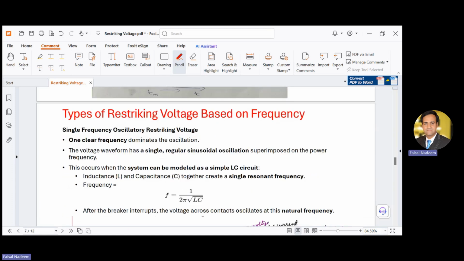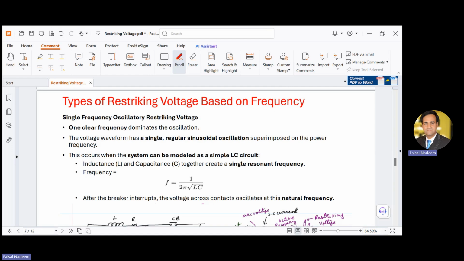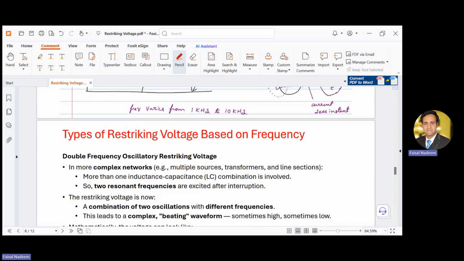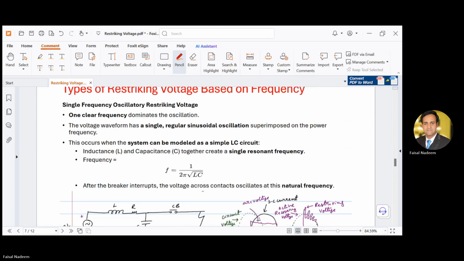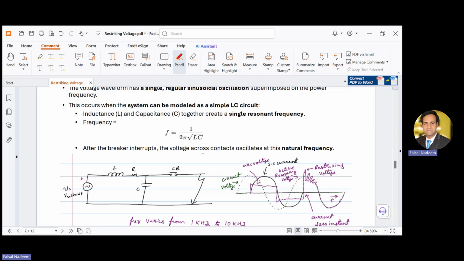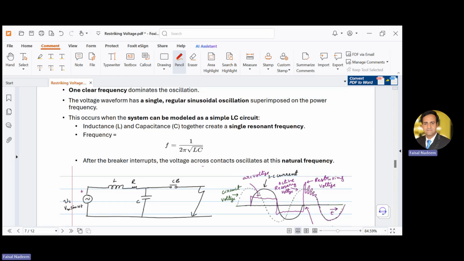So basically there are two types of restriking voltages, and they are based on the frequency. One is the single frequency oscillatory restriking voltage, and the other one is the double frequency oscillatory restriking voltage. The single frequency restriking voltage means that the restriking voltage occurs with one frequency. I mean, here we have a restriking voltage with one type of frequency.